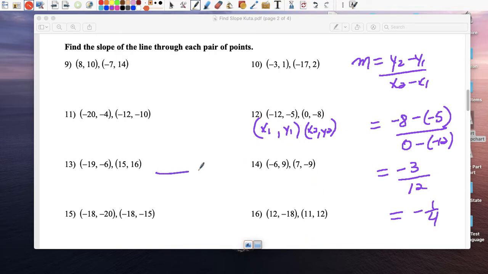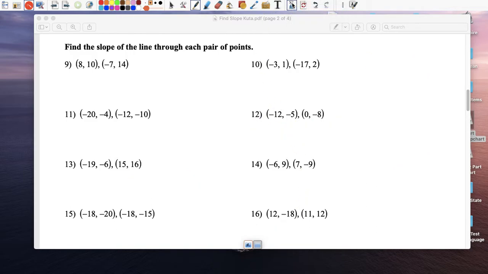Okay, so let's imagine that for a second. Negative 12 and negative 5 should be somewhere, I don't know, somewhere over here. 0 and negative 8 is definitely over here. So again, it matches, right? It's a line that's going to go down, and it's a negative slope. I'll do a couple more.